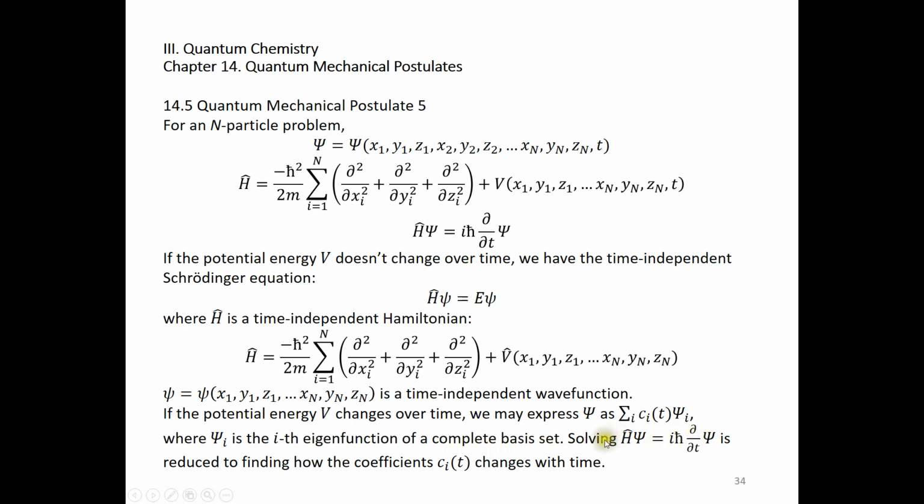And then we can actually solve this time-dependent Schrodinger equation, H psi equals i h bar ∂psi/∂t, and solving this is equivalent to finding how the coefficients c_i change with time. So over here we have c_i. We're going to just see how the probability of a system in the ith eigenstate changes with time.